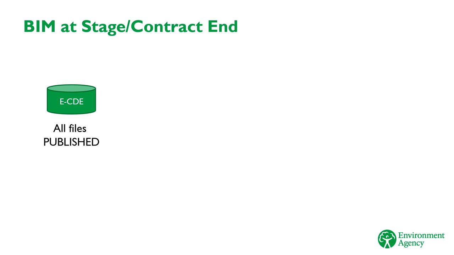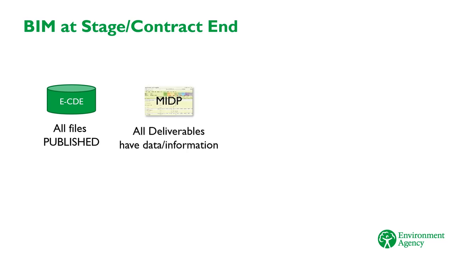Next, check that all the deliverables we've specified on the IDP have had data or information delivered against them. Deliverables represent the specification or works information from the contract. So if there are deliverables that have not been issued, then it means that the supplier hasn't completed all the work that they have to provide under the contract.